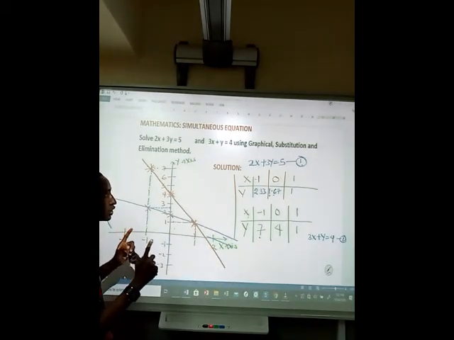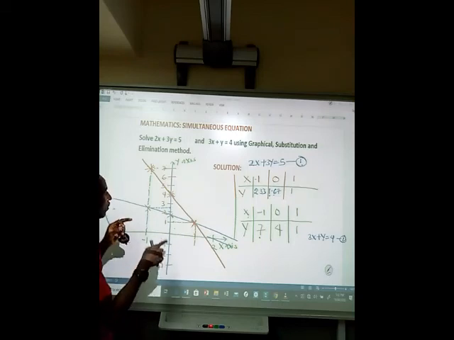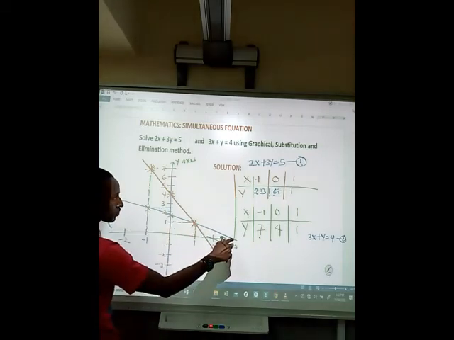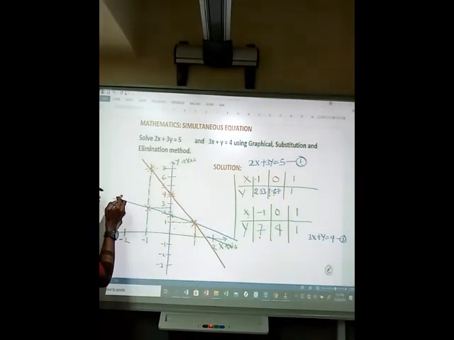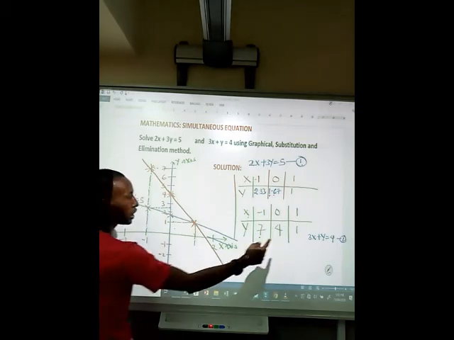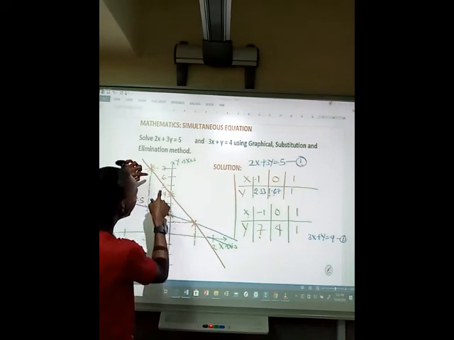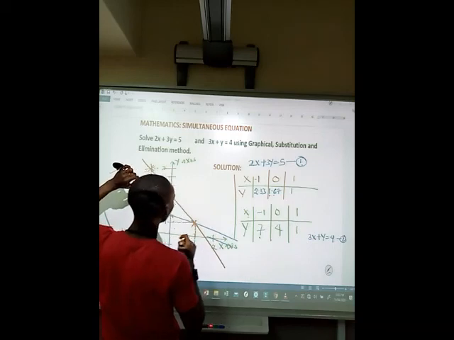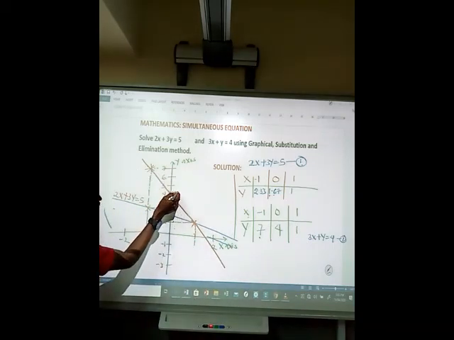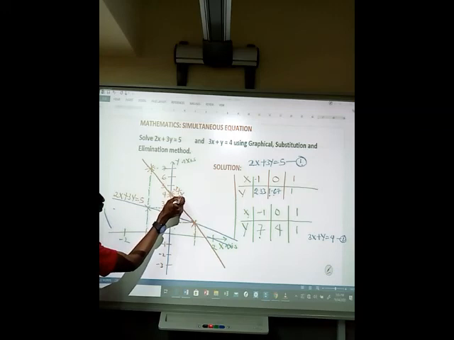It is also important to put into consideration the following point. For this particular line that I drew first, the equation is 2x plus 3y equals 5. So on that line, it is important that you indicate 2x plus 3y equals 5. It is also important you indicate this on its line. This line is for the equation 3x plus 4y equals 4. You can look for a space around here to write 3x plus 4y equals 4.